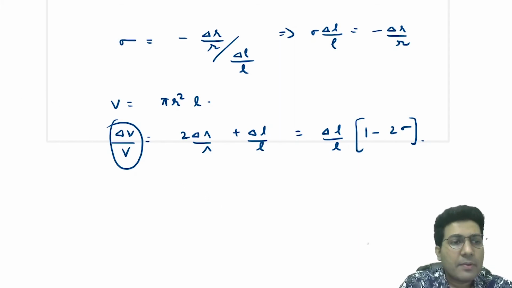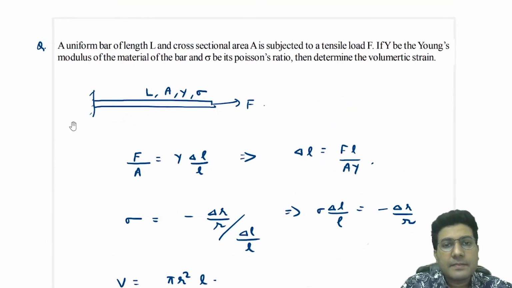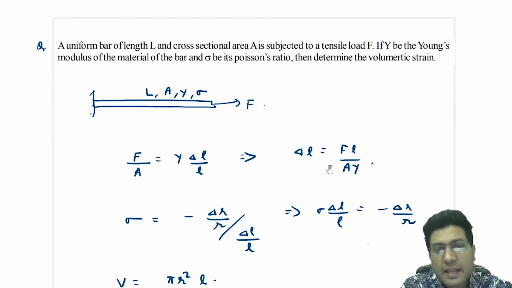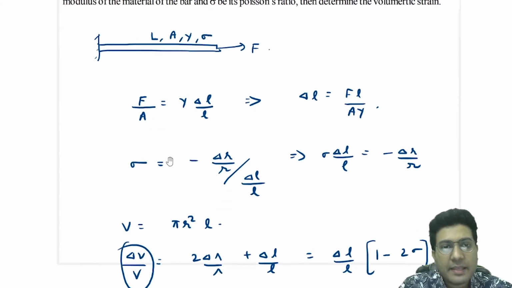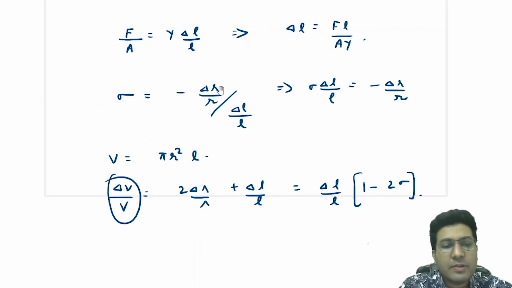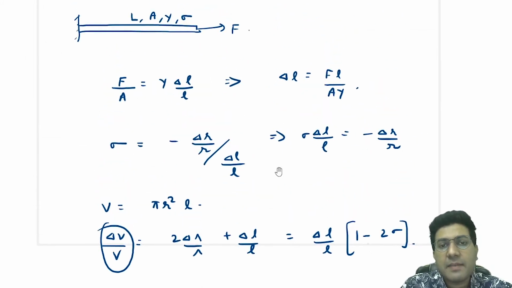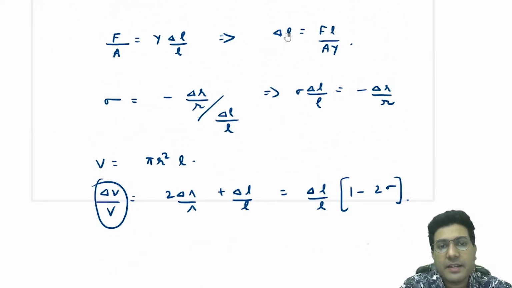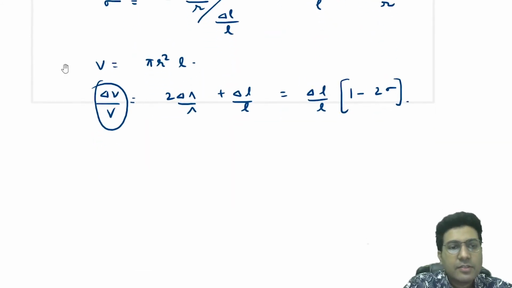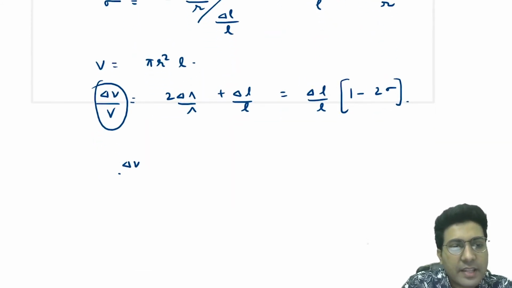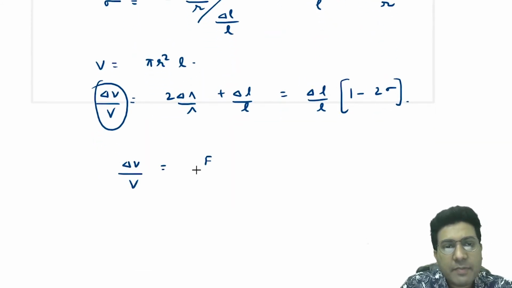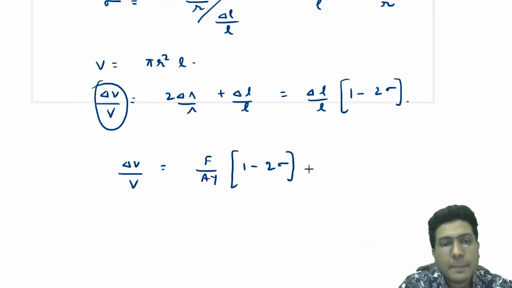Now see, delta L by L from here is F by AY, and they have asked you delta V by V only. So just replace delta L by L with F by AY. From here, delta L by L is F by AY. So the volumetric strain that will develop is F by AY into 1 minus 2 sigma.